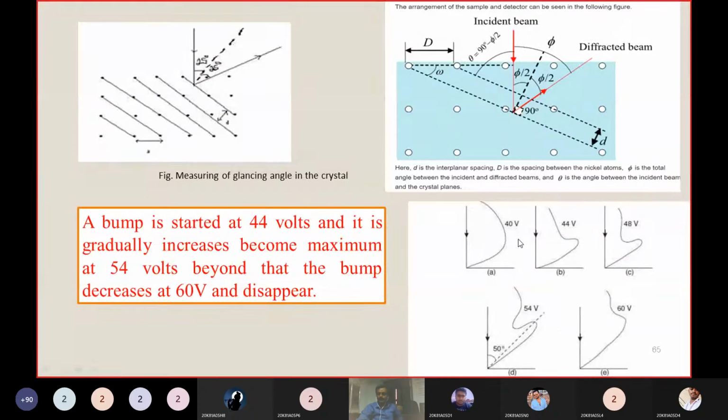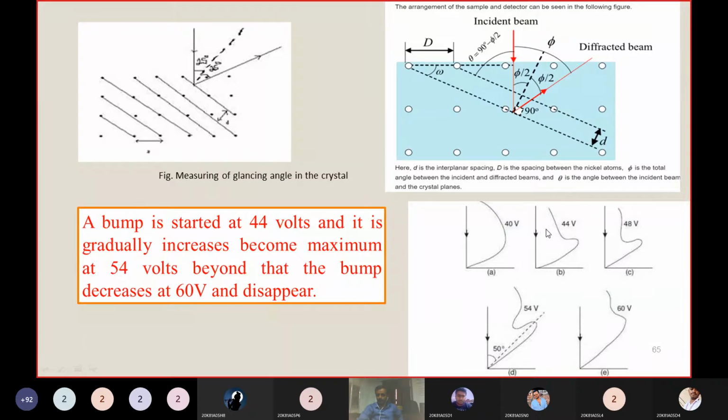The curves will be like this. They depend on the applied potential, the potential applied between the plate and the filament. Suppose the potential difference between the filament and plate is 40 volts, then the curve will be like this. At a particular theta value there is a certain current. If you increase theta, the current increases up to a particular value and then decreases. For different values of the potential, the curve will be different.